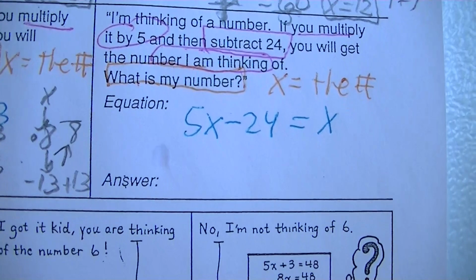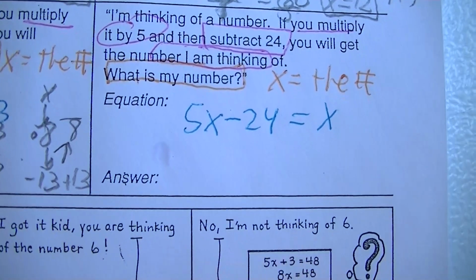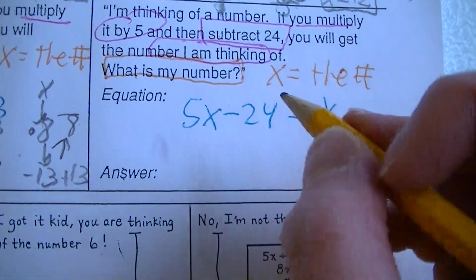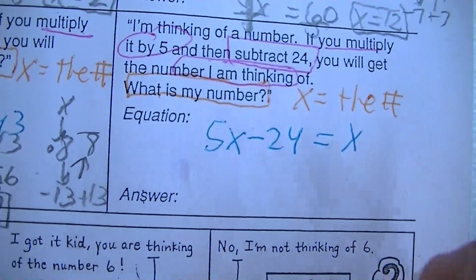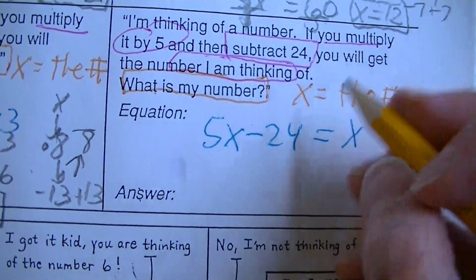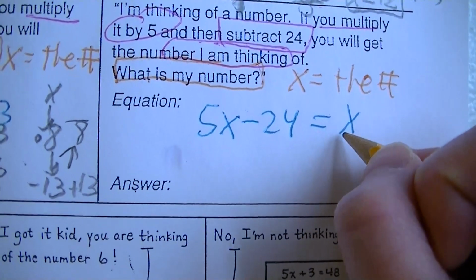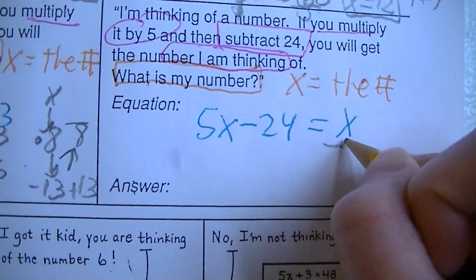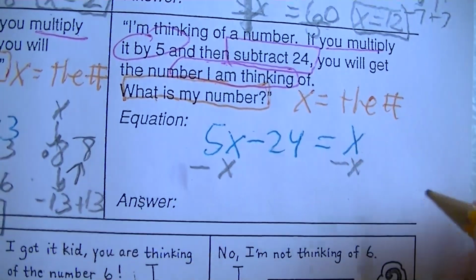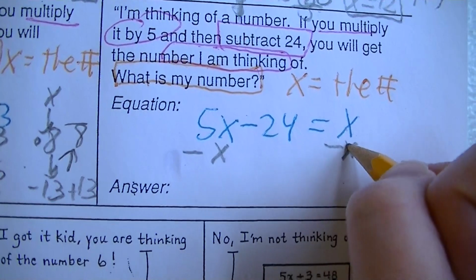You have a variable on each side of the equal sign. So before you can build it, you need to move them to the same side. So what I'm going to do is move them to the left side, or you can move them to the right side. It doesn't matter. So inverse operation of x is to subtract x. Do that to both sides right there. x take away x is 0.